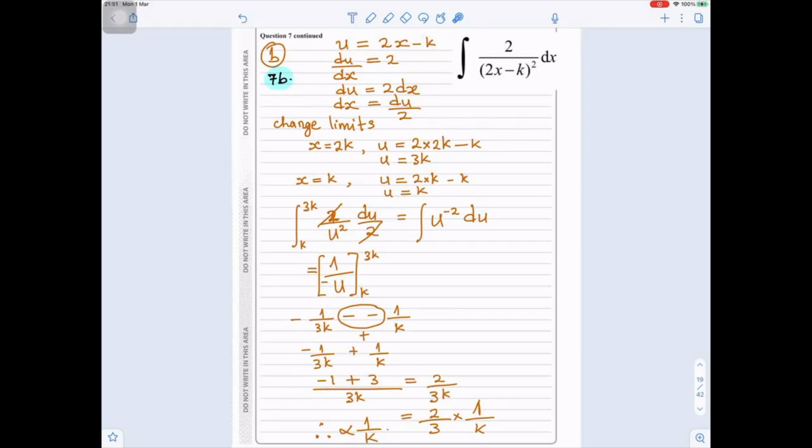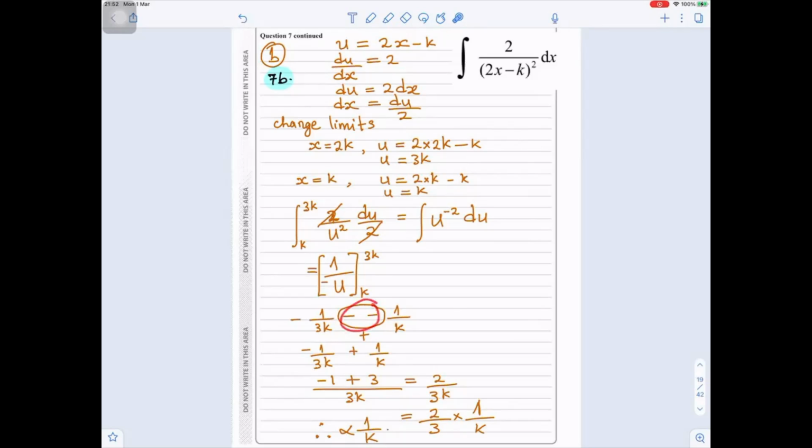Now, when you cross out the 2, you take u squared to the top, it becomes u to the minus 2. When you integrate, you add 1 to the power and divide by the new power. Minus 2 plus 1 will give you u to the minus 1 divided by minus 1. So minus 1 over u. We substitute 3k and we also substitute k.